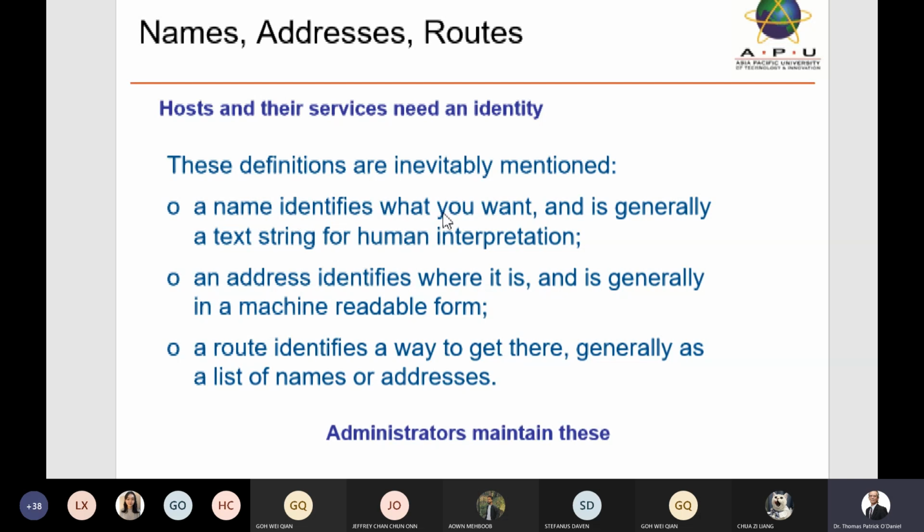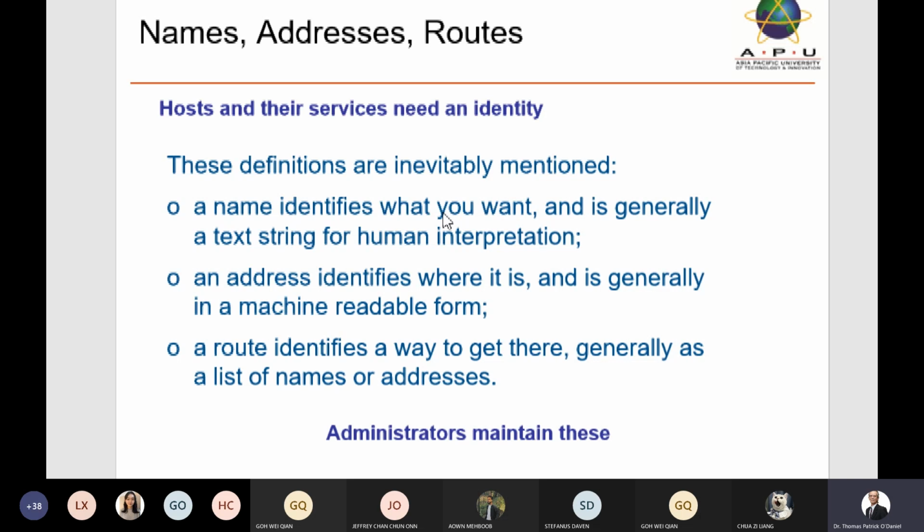But these definitions are the core ones back from the 1970s. 1976, 1978, when people didn't know how networking worked. They had to invent it all by themselves, and so they came up with these definitions. A name identifies what you want as a string for people. An address identifies it in numbers, a closer representation to the bit string.